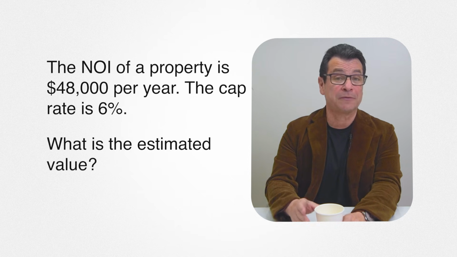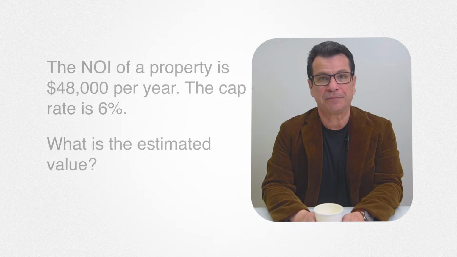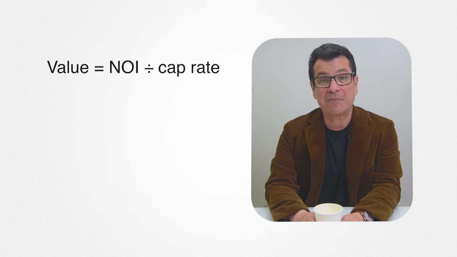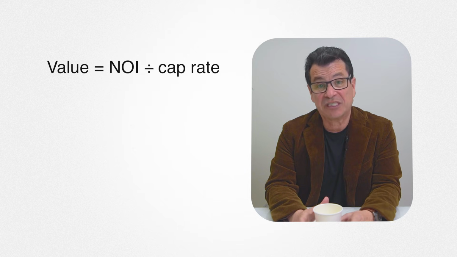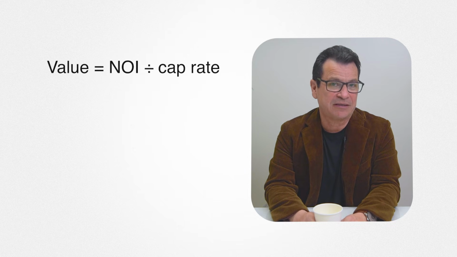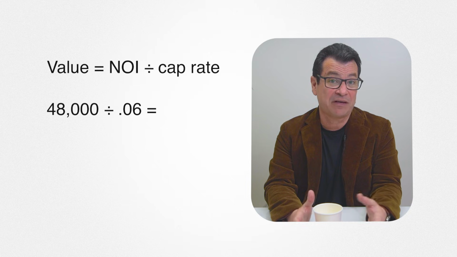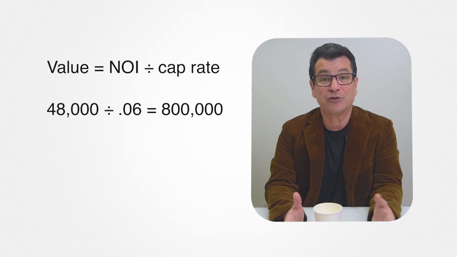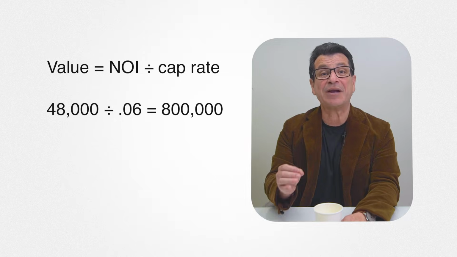Well, the formula is simple. Value equals NOI divided by cap rate. And cap rate must be a decimal. So 6% becomes 0.06. Now let's solve it. 48,000 divided by 0.06, which equals 800,000. The answer is 800,000. Cap rate is a rate of return. If the market wants a 6% return, the property value is what makes the NOI equal 6% of the price. That's why we divide. Let's go to the next question.